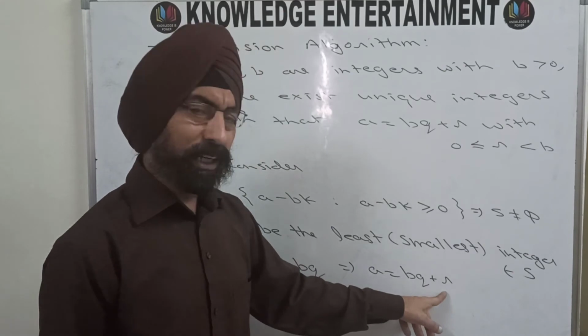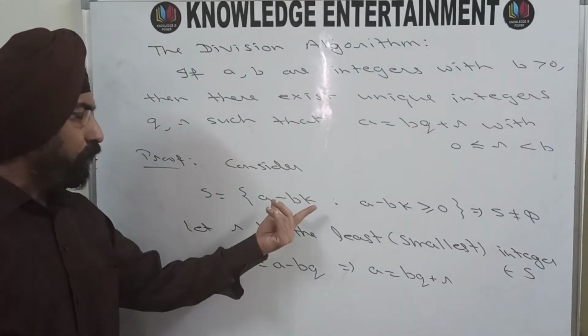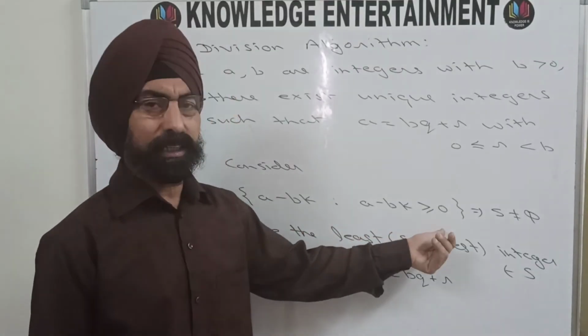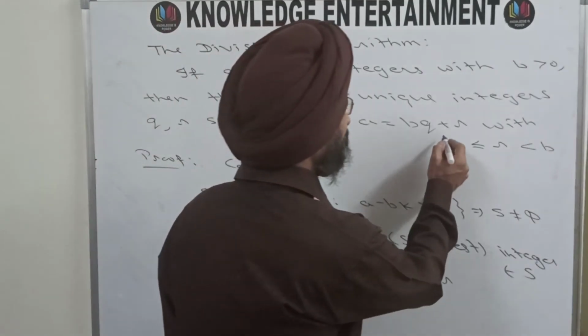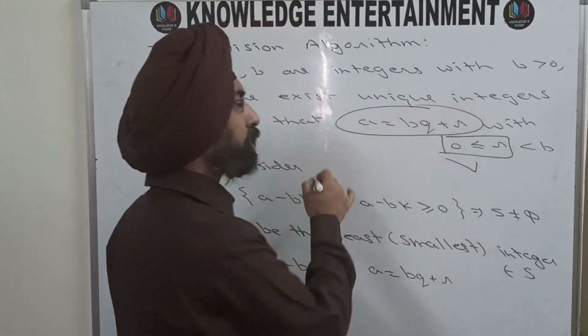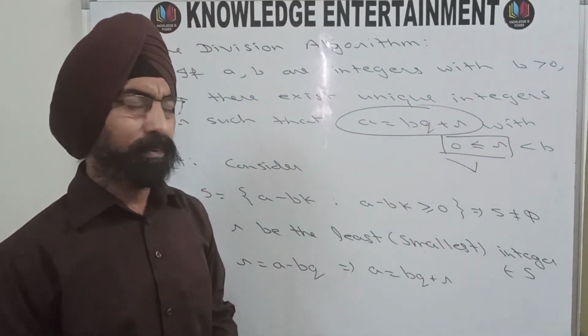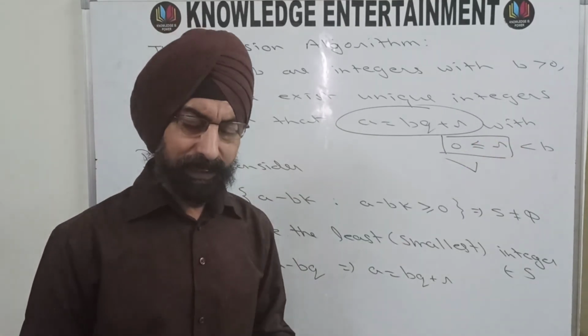R is greater than or equal to 0 by definition, because we have taken R from the set S, and the set S contains the members which are greater than or equal to 0. So R must also be greater than or equal to 0. So this part is already covered. A can be expressed as BQ plus R is covered. R is greater than or equal to 0 is also covered. Now what is left to be proved is that R is less than B.